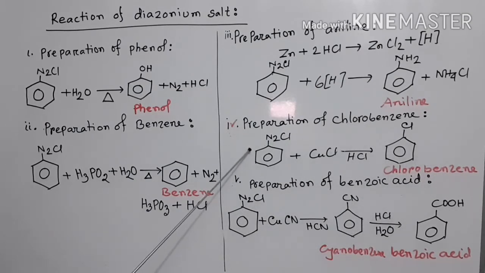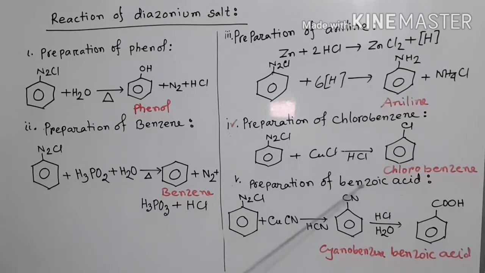This reaction is known as Sandmeyer reaction. If we use cuprous bromide, then the product will be bromobenzene. And if we use cuprous iodide and here hydrogen iodide, then the product will be iodobenzene. And this reaction is known as Sandmeyer reaction.